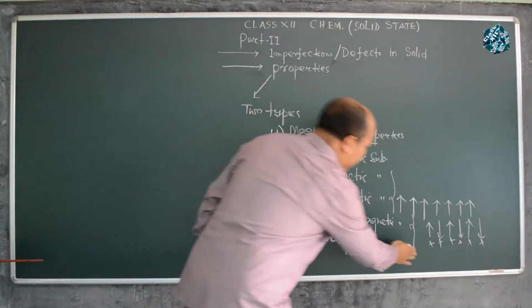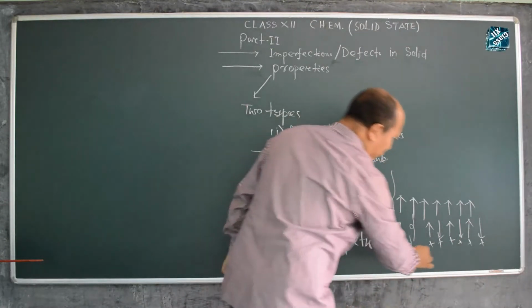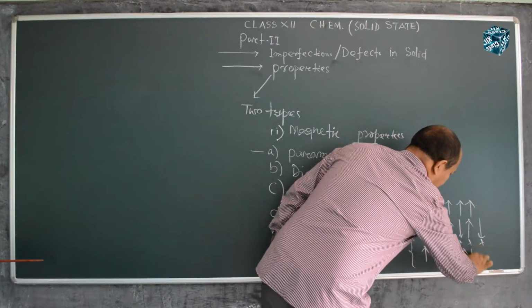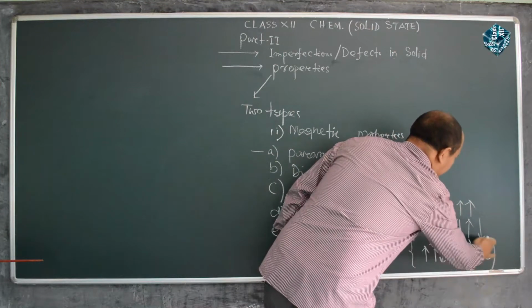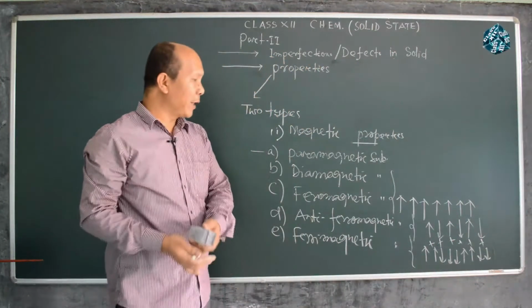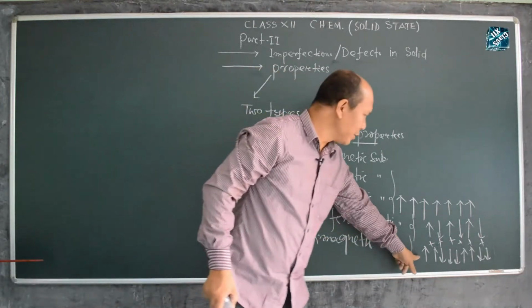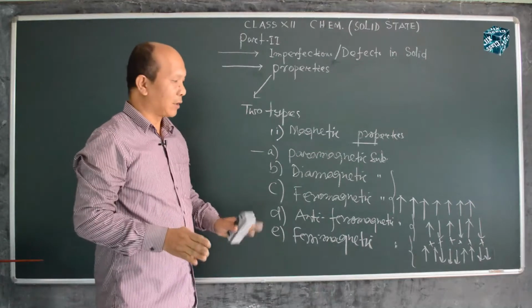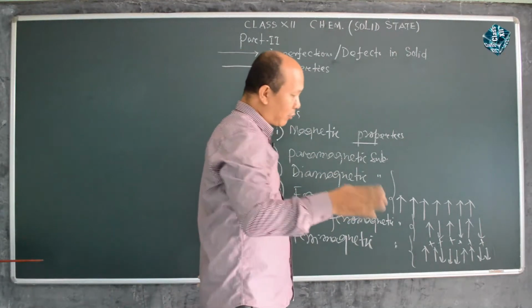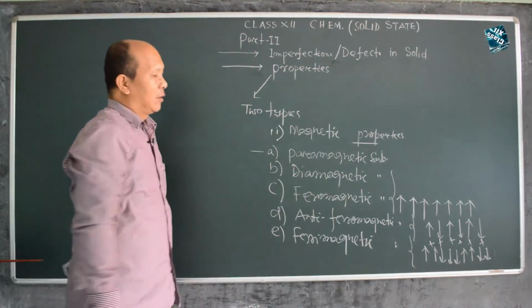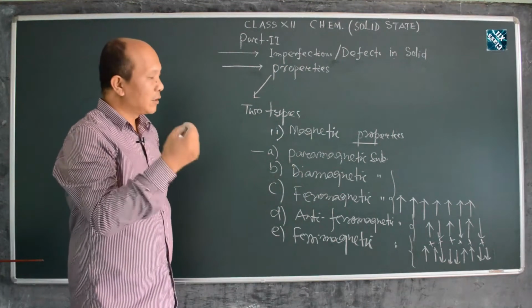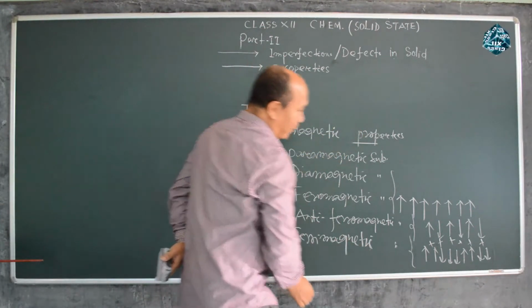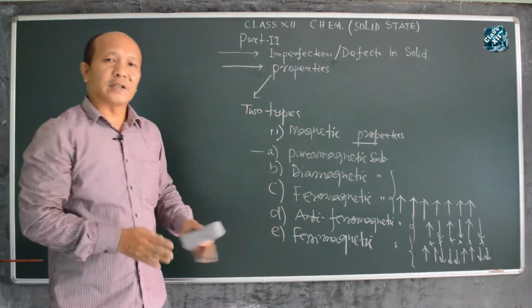Then the last one: ferrimagnetic substance. In the pictorial notation of magnetic domains, the parallel and anti-parallel domains in both directions are unequal in number. That means the magnetic moments do not completely cancel out, so the net moment is not zero. Such a type of substance is simply called a ferrimagnetic substance. That is the basic idea, the simple concept.